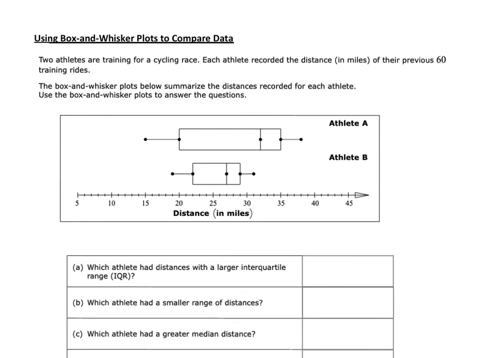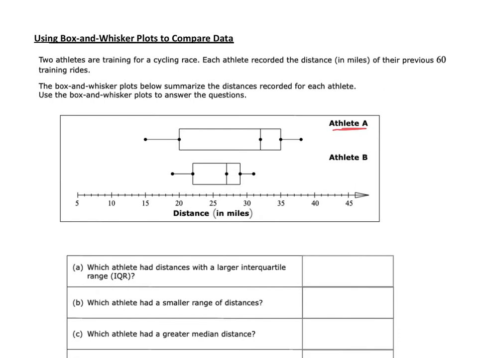We're going to use a box and whisker plot to compare our data now. All right, so you can see below, 2 athletes are training for a cycling race. Each athlete recorded the distance in miles of their previous 60 training rides. Wow, that's a lot of training rides. The box and whisker plots shown below summarize the distances recorded for each athlete. Use the box and whisker plots to answer the questions.